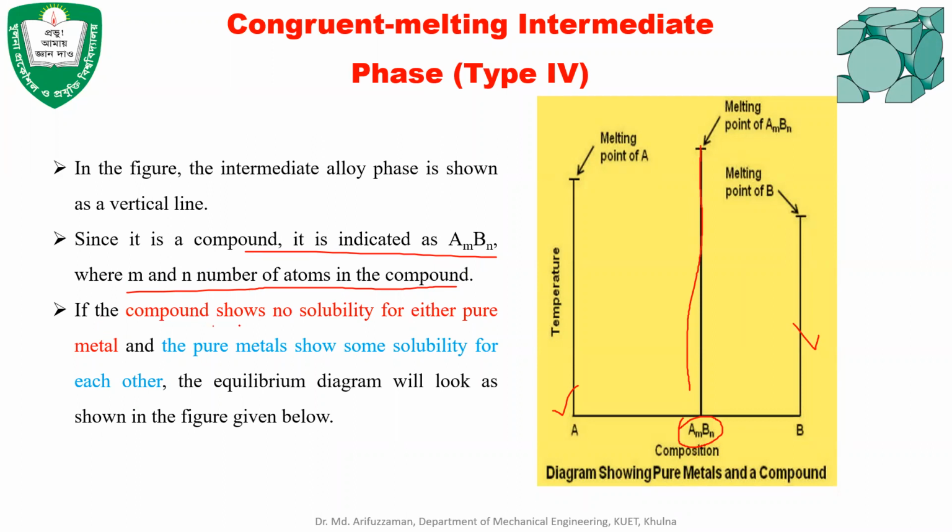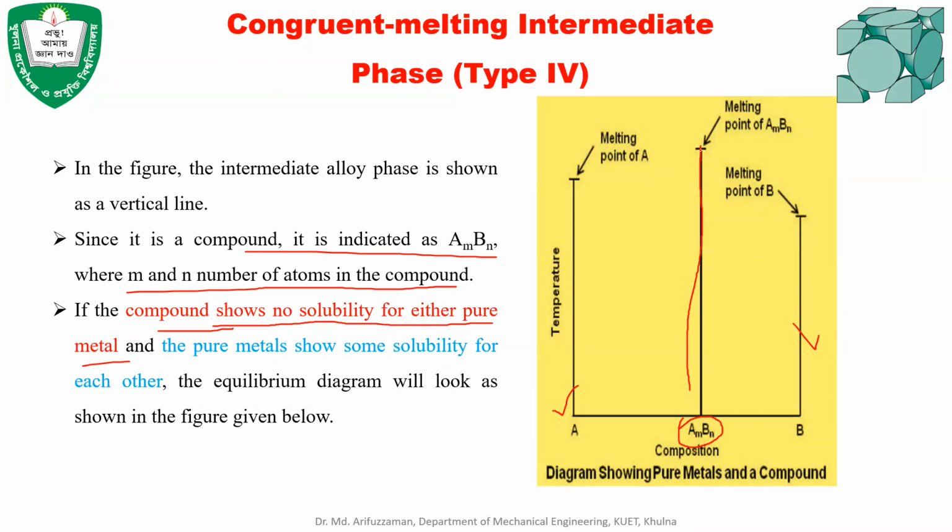And if the compound shows no solubility for either pure metal, sometimes the compound may not show any solubility in metal A, and this compound may also not show solubility in metal B. Sometimes it can. Depending on that, the equilibrium diagram will be different. So in this case, what I've tried to show is that if the compound shows no solubility for either pure metal, that means it does not show any solubility in metal A or metal B.